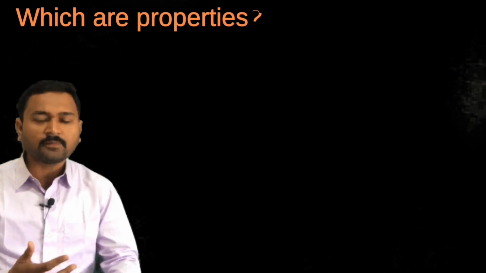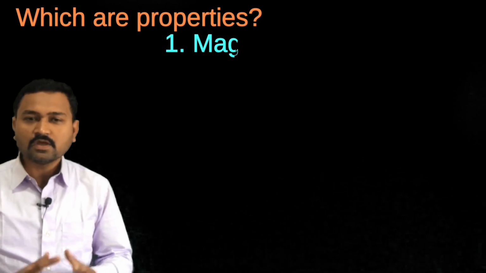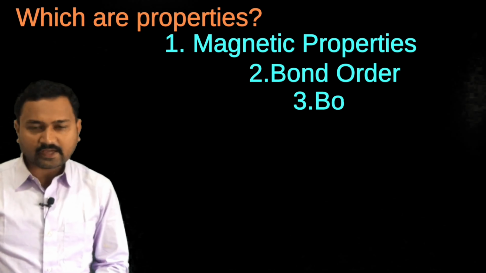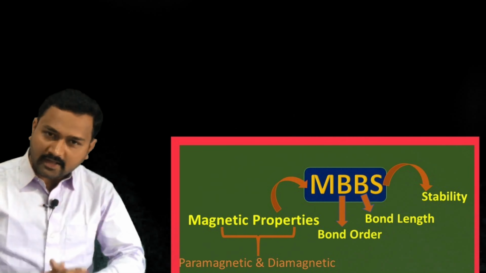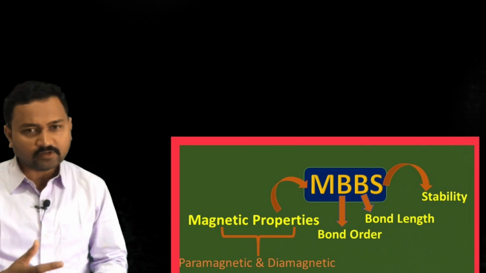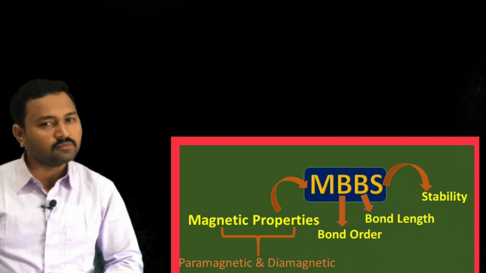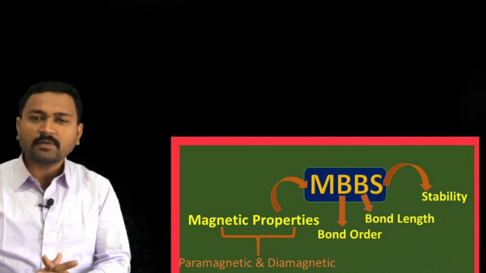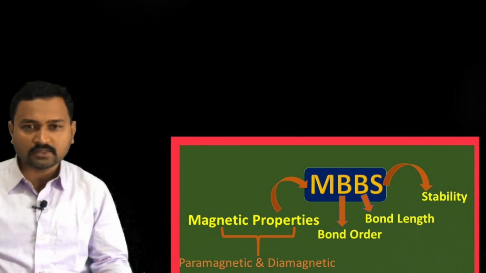Now, the question arose in our mind: what are the properties that can be explained using molecular orbital theory? These properties are the bond order, the bond length, the stability of the molecule, and lastly the magnetic properties of the molecule. All these properties can be explained with the help of molecular orbital theory.